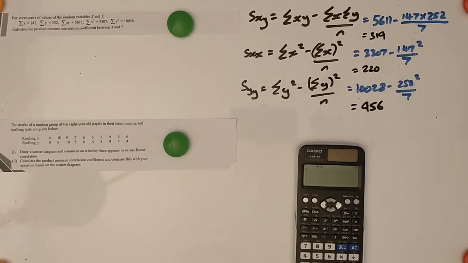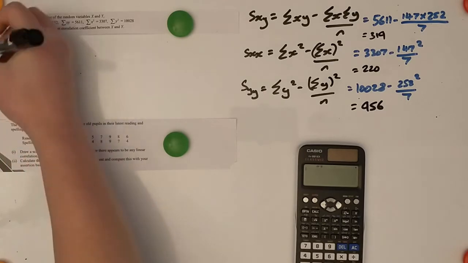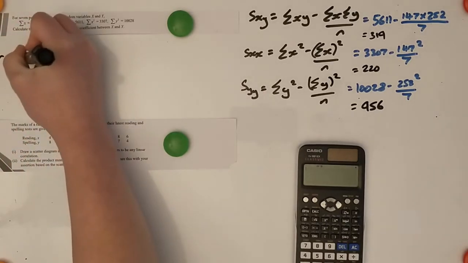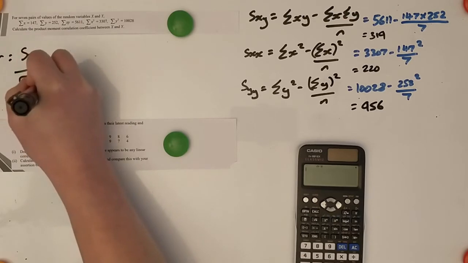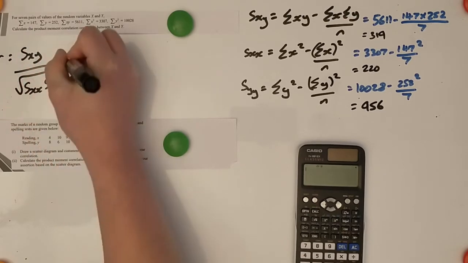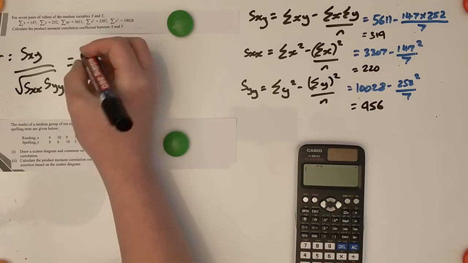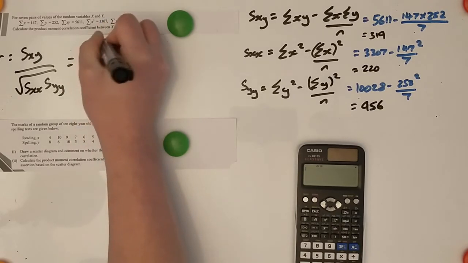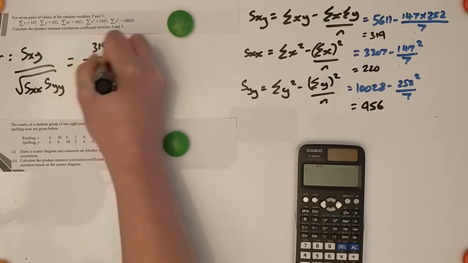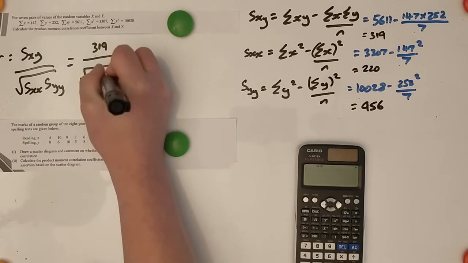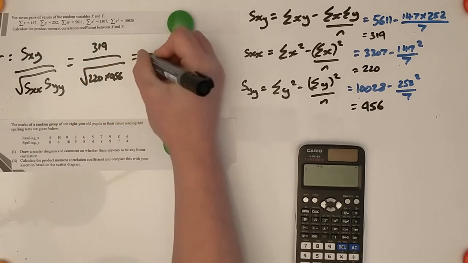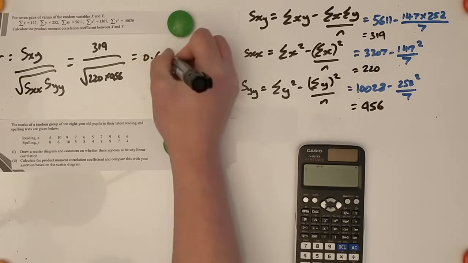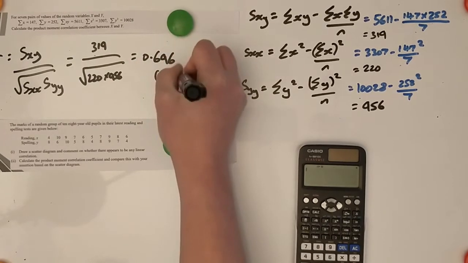So now we've got those values, we just stick them into the formula. So R is SXY over the square root of SXX times SYY. So that gives me 319 over the square root of 220 times 956. Put that into a calculator and we should get about 0.696 to 3SF.